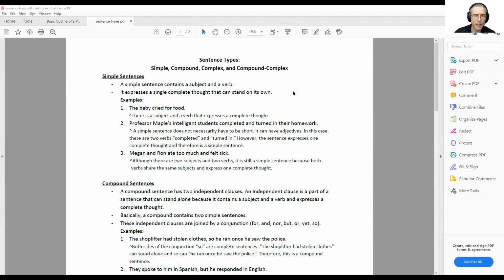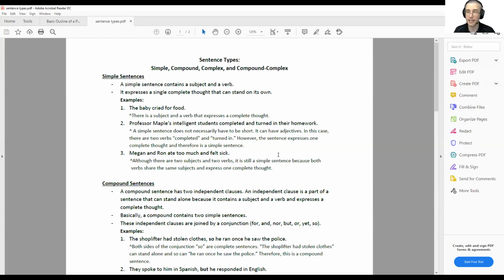Some examples of that. The baby cried for food. There's a subject and a verb that expresses a complete thought. For food is that predicate or the object of the sentence. It's what the baby cries for. But you have the subject and the properly conjugated verb.